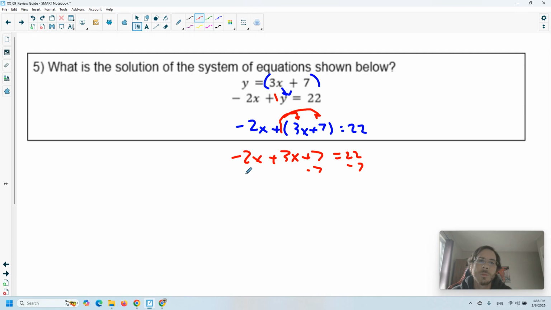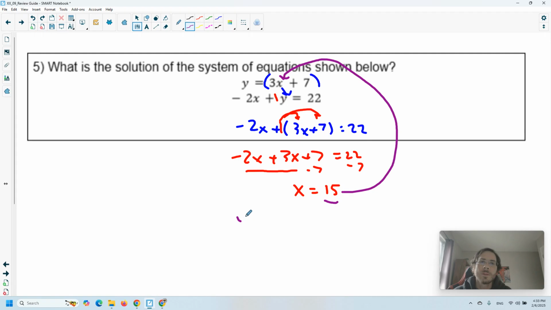And we can minus 7 both sides and combine like terms here. So x equals, we get 15. Okay, that's a pretty big number, but that's all right. Pretty quick to plug in for y, because we can take our x equals 15 and just plug it in here, because y is already by itself. So y equals 3 times 15 plus 7. y equals 45 plus 7. y equals 52.